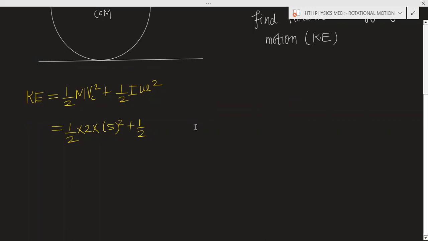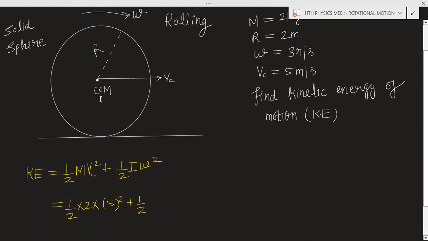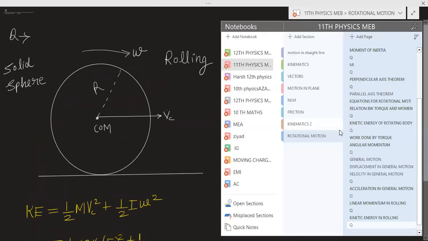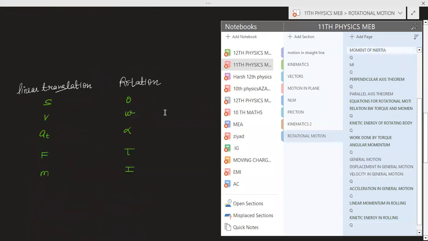Okay, so moment of inertia of a sphere. What was the moment of inertia of the sphere? 2 by 5 mr square. You can see here, we have done moment of inertia here, I think.